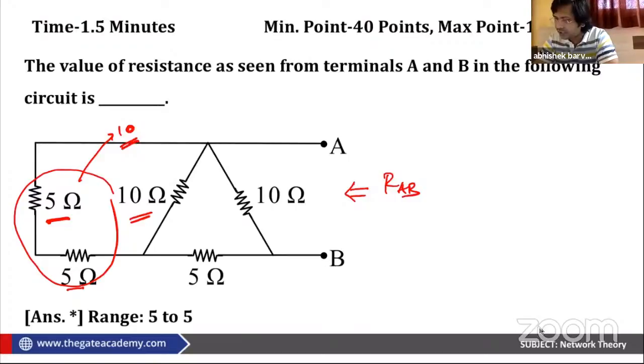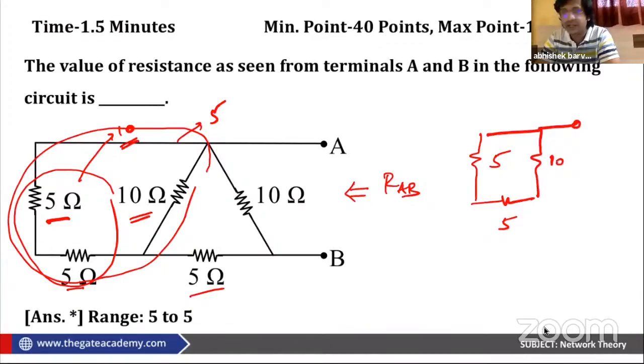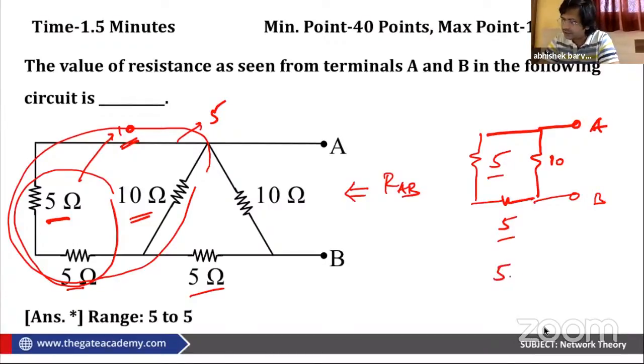So effectively, I can redraw it like this. Up to this point, I have evaluated that this is 5 ohms. Then over here we have 5, and at the end we have 10, and then there are 2 points called A and B. Again, 5 and 5 are in series, giving you 10. And then 10 parallel to 10, of course, is 5. So at the end, what you get is 5 ohms. So 5 ohms is the correct answer, guys.